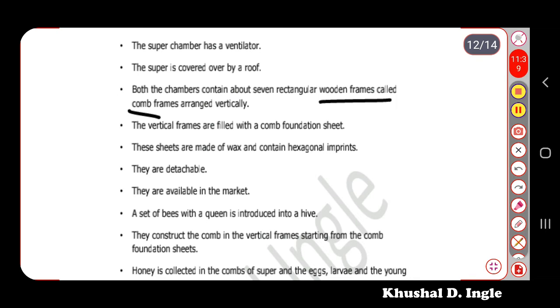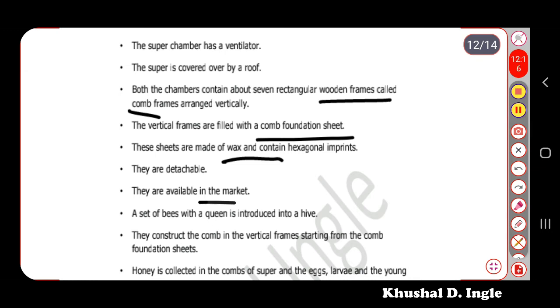So these vertical frames are arranged in a vertical direction, and their number is 7 rectangular wooden frames, and they are filled with a comb foundation sheet. Why was this comb foundation sheet provided here? Because over this sheet the workers will make their waxy hive, the cells or hexagonal cells. Now these sheets are made up of wax and contain hexagonal imprints. They are detachable.